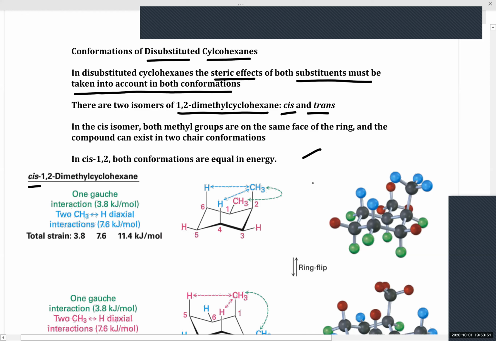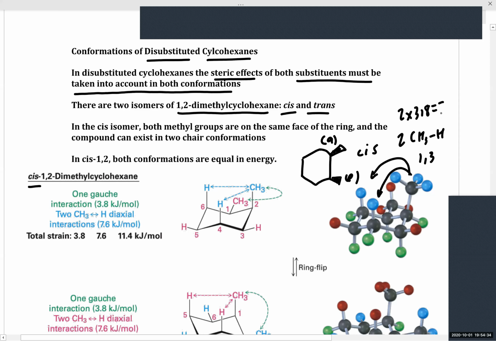So for the cis isomer, which looks something like this, in this case, we have one of our substituents axial and the other substituent equatorial, both of them pointing up, right? Does everyone see how one substituent's axial, one's equatorial, both are pointing up? Now, as we can see in our first conformation, we have two methyl hydrogen 1,3 interactions. So we have 2 times 3.8 or 7.6 kilojoules of energetic penalty.